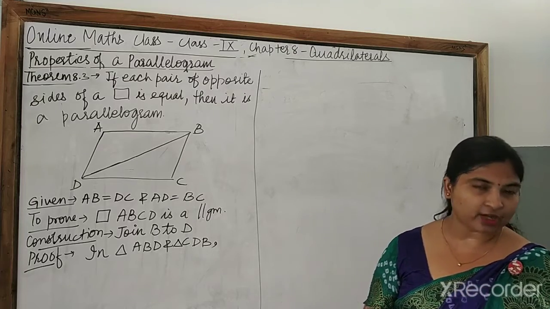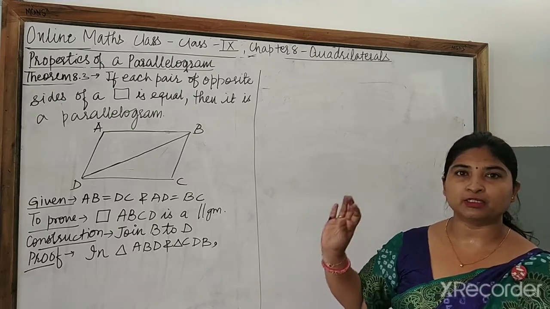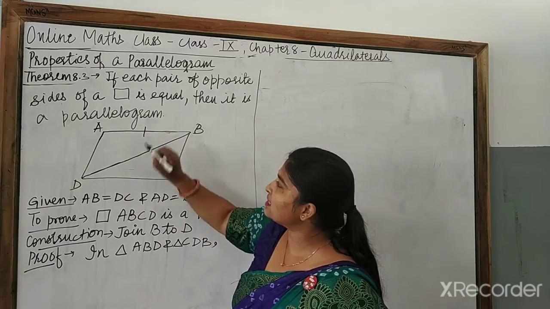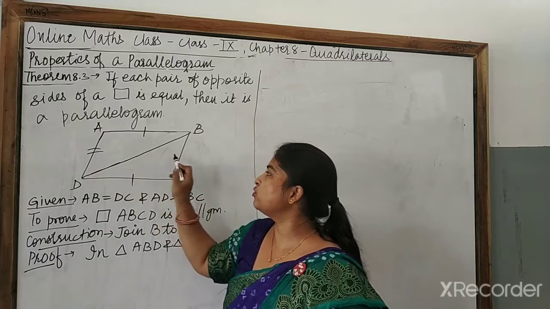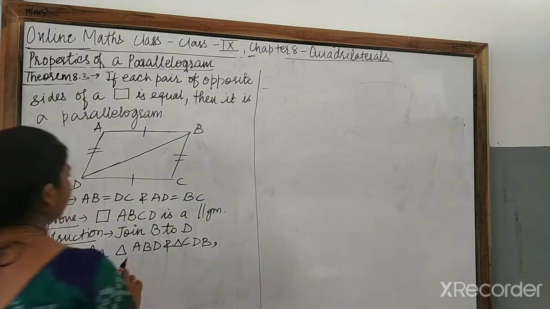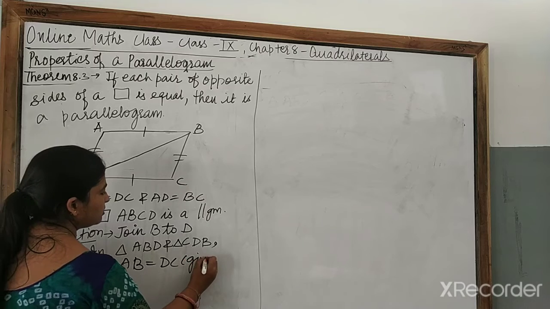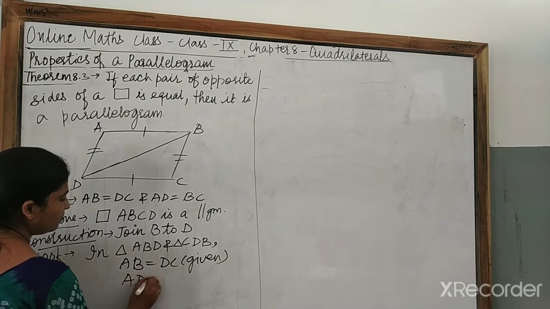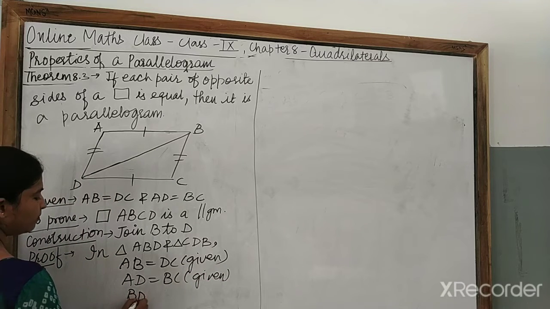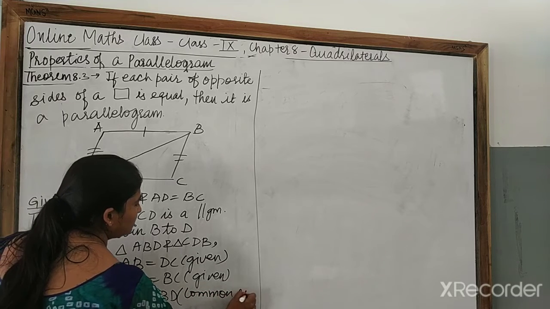So one construction I have done over here, that is I have joined B to D. Okay. Now for the proof I have taken both the triangles, that is triangle ABD and triangle CDB. You can see that since the opposite sides are equal, this one is equal to this one, and BD is coming common. So can I say both triangles are congruent? So the same I will do over here also. I'll write it. AB is equal to DC, that is given to us. Okay. AD is equal to BC, that is also given to us. And this side BD is coming common in both. So BD is equal to BD. What is the reason? The reason is it is the common side.